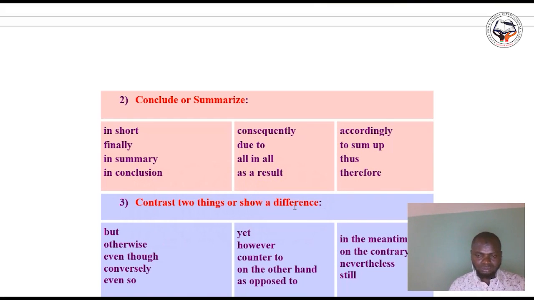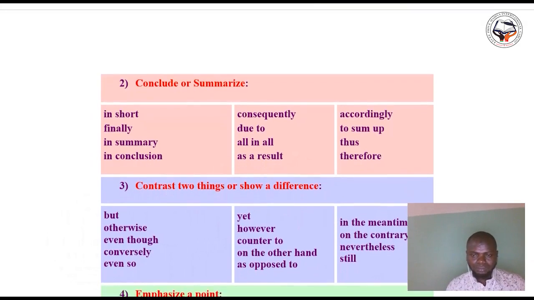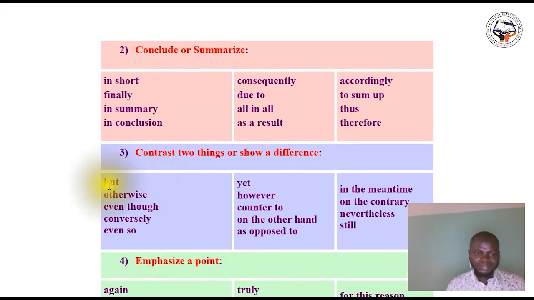Now, number three is when you are contrasting two things or when you are showing a difference. Here you have: but, otherwise, even though, conversely, even so, yet, however, counter to, on the other hand, as opposed to, in the meantime, on the contrary, nevertheless, still.